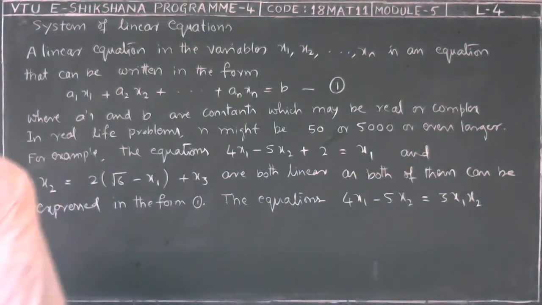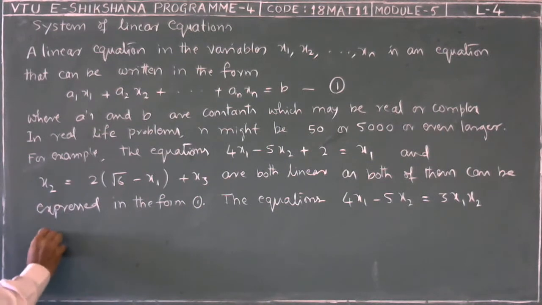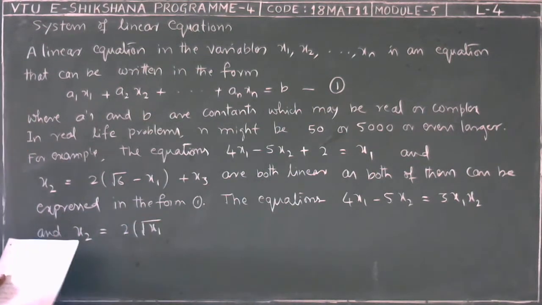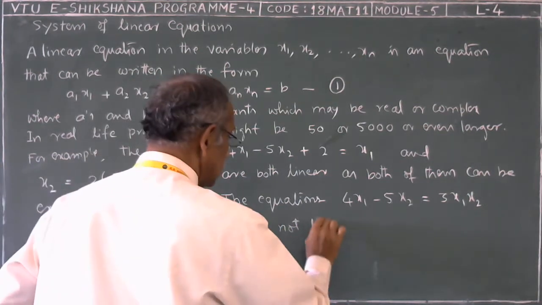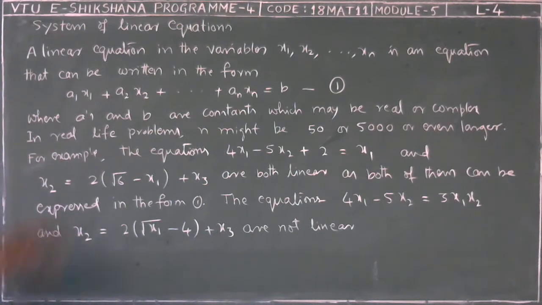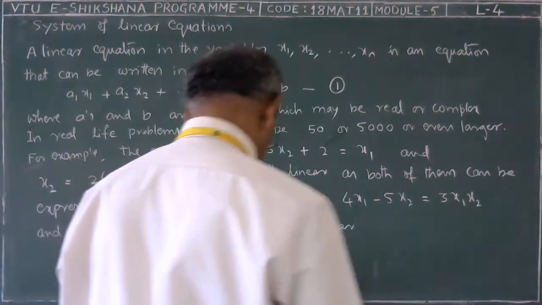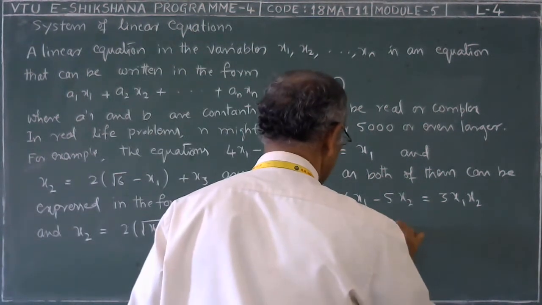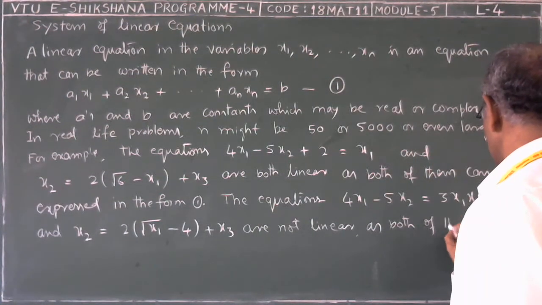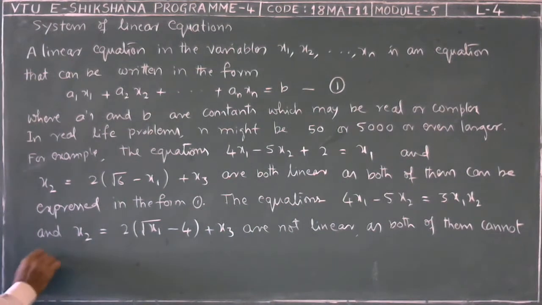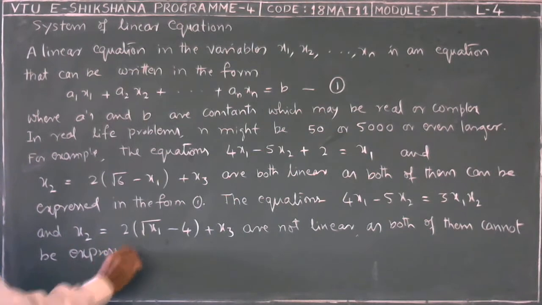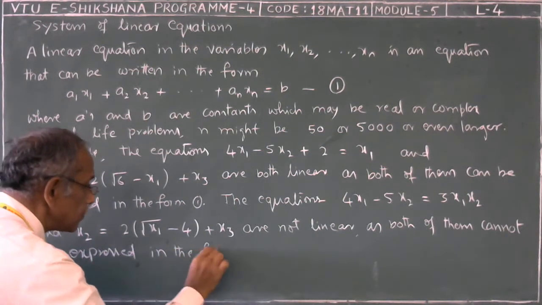The equations x2 is equal to 2 into root x1 minus 4 plus x3 are not linear, for a simple reason: these cannot be expressed in the form of 1.